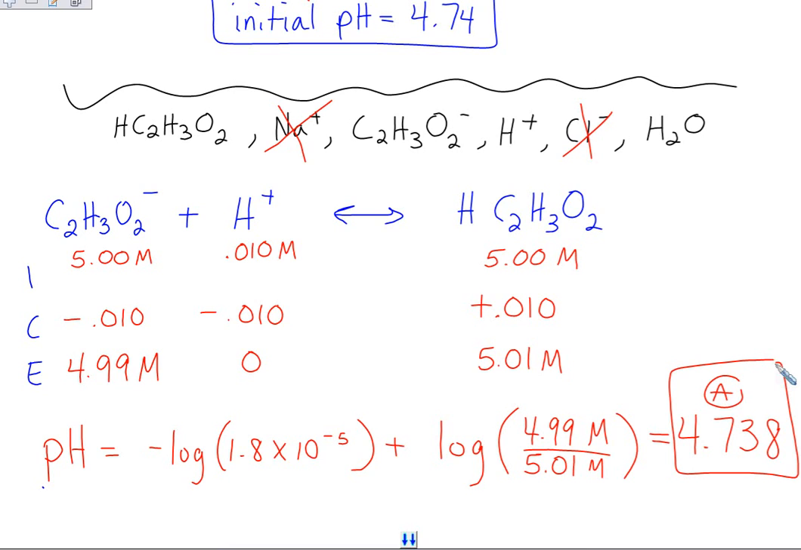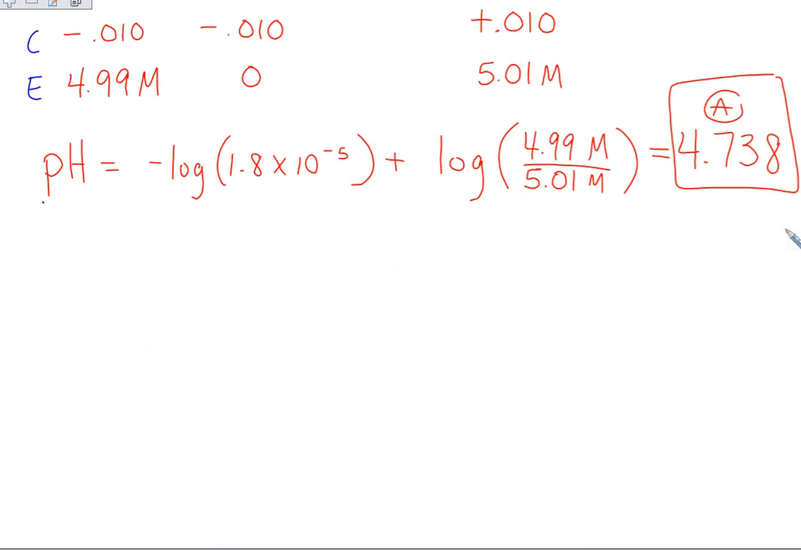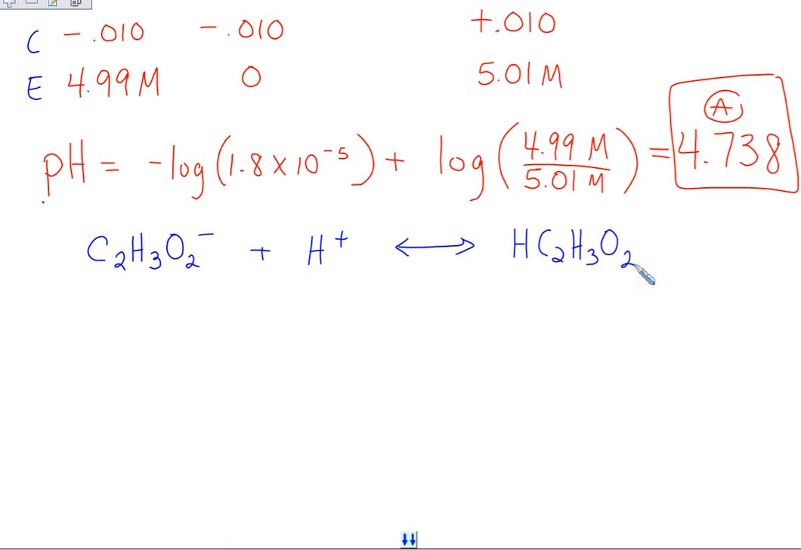Let's do the same thing with the other solution now. It'll be real similar. Okay, same equation. Acetate ion can pick up the extra hydrogen, forming the weak acid, HC2H3O2. All right, we ice table.